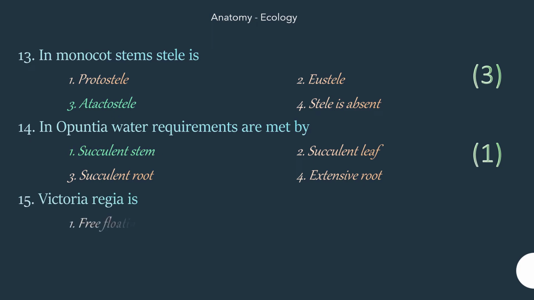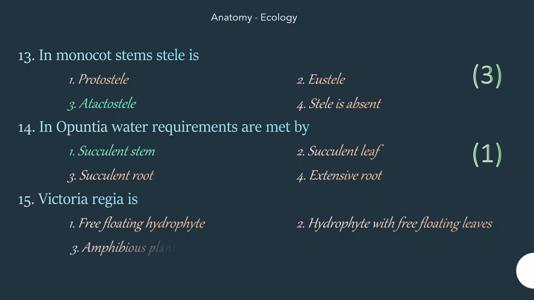Victoria regia is a: hydrophyte with free floating leaves, amphibious plant, submerged suspended hydrophyte. The answer is 2. Victoria regia is a hydrophyte with free floating leaves.